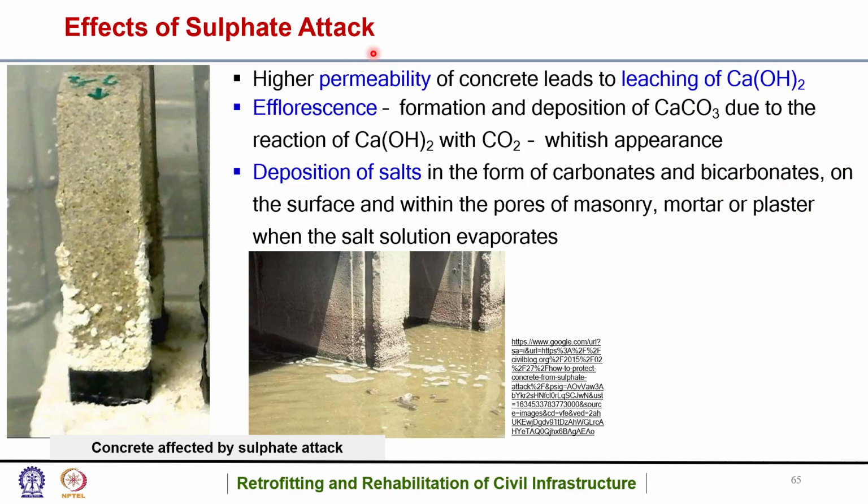So what are the effects of sulfate attack? Concrete affected by sulfate attack has various effects, such as higher permeability, which leads to leaching of calcium hydroxide. And then there is efflorescence, which I talked about. It is the formation and deposition of calcium carbonate due to the reaction of calcium hydroxide with CO2, and it has a whitish appearance.